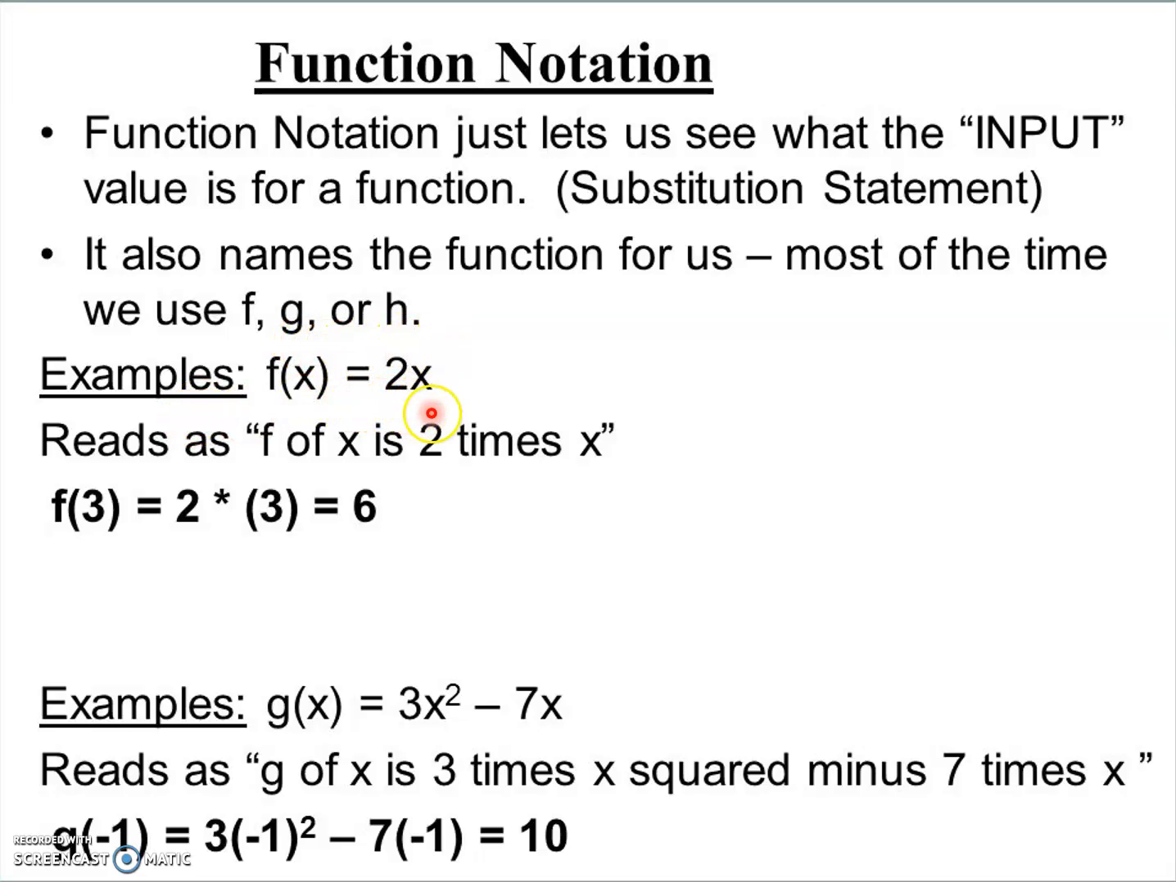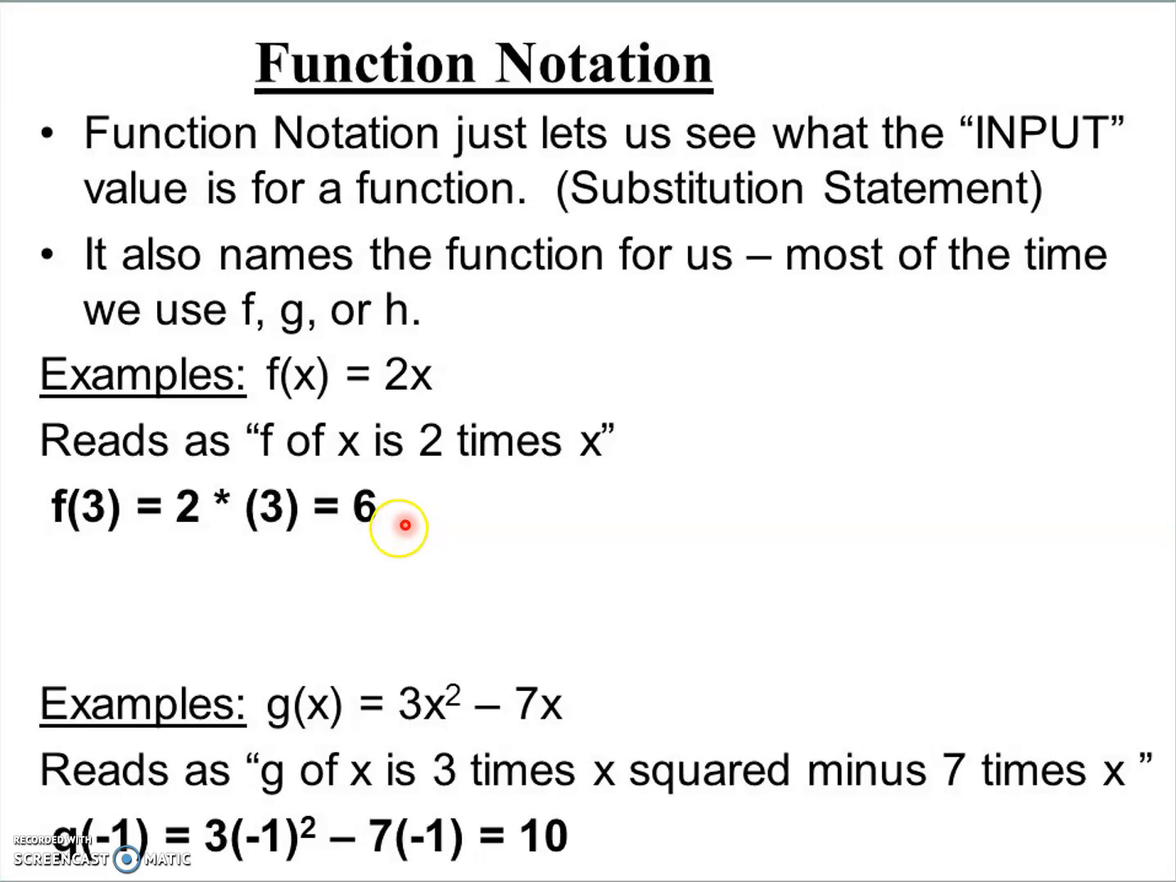Example: f of x is equal to 2x. We read this as f of x is 2 times x. So f of 3 is equal to 2 times 3, which is 6. That is, instead of x we put the value 3, so 2 into 3 is equal to 6.